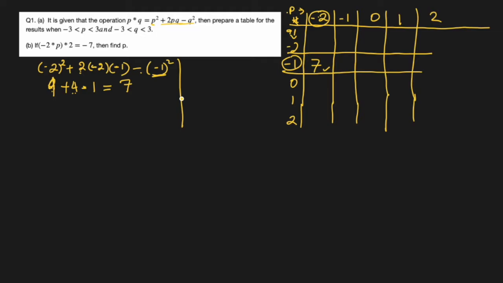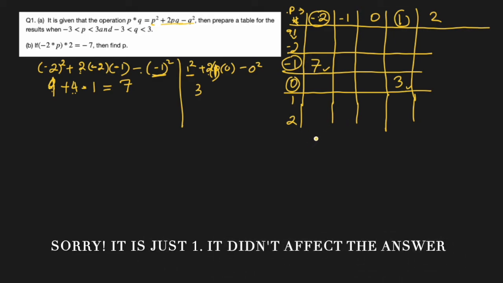Let me do one more, this 1 and this 0. That means I will fill up this particular cell. So it will be P square plus 2PQ, that P is 1, 0, minus 0 square. So what will that be? 1 plus 2 times 1 is 2. Yeah, so 3. Here we will get 3.